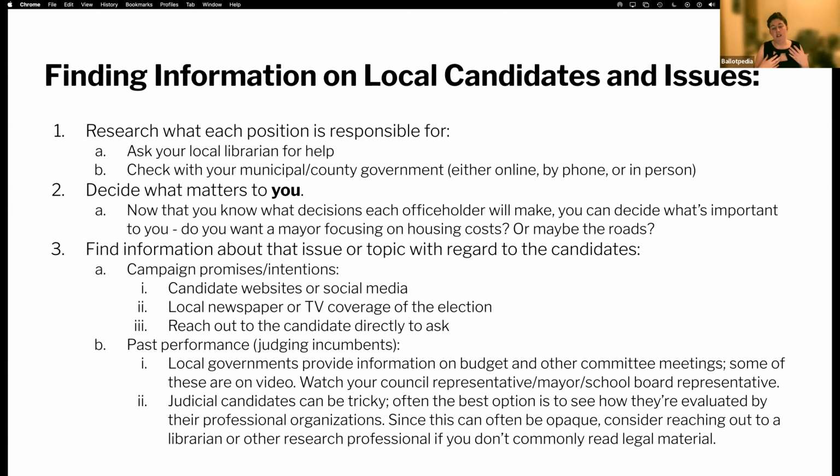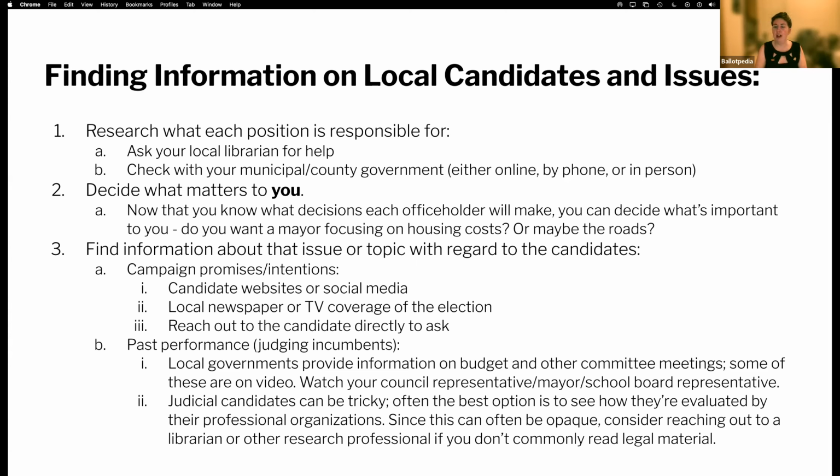However, one thing you can do is see how they're evaluated by professional organizations. Legal organizations like state bar associations will often write about some of these candidates and their issues. If you're not comfortable with legal material, because it can be very opaque and use a lot of jargon, consider reaching out to a librarian or another research professional if you have access to one. They can help you understand it, or you can all get together with a group of people and go through it with each other, help each other.